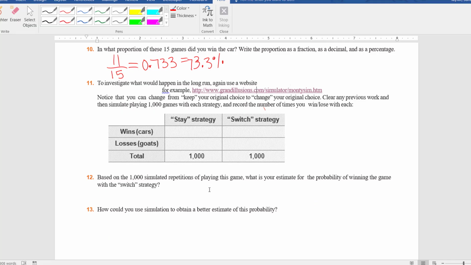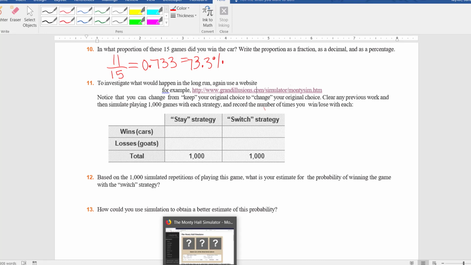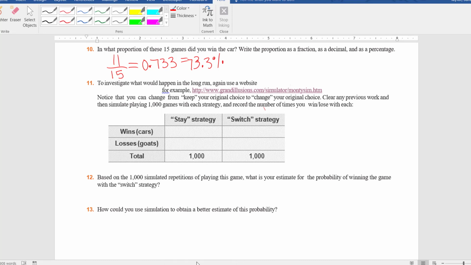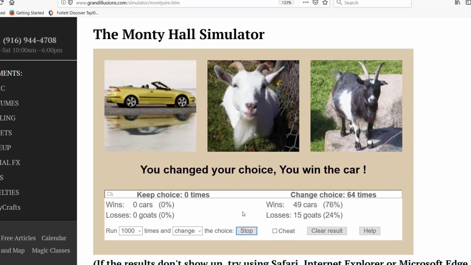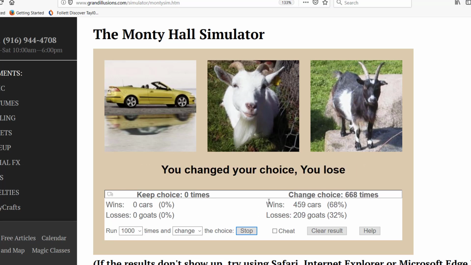Problem 11 and 12 in your exploration ask us to do this 1,000 times. So in the simulator, I'm going to up this to 1,000 tries, and I'm going to use the change strategy, the switch strategy, and ask it to go ahead and tell me how many times it wins with the switch strategy and how many times it loses with the switch strategy. So I hit start, it's going. It's playing and playing and playing, every time using the switch strategy. Again, if you haven't seen that, be sure to take a look at that video to really understand what that switch strategy looks like.